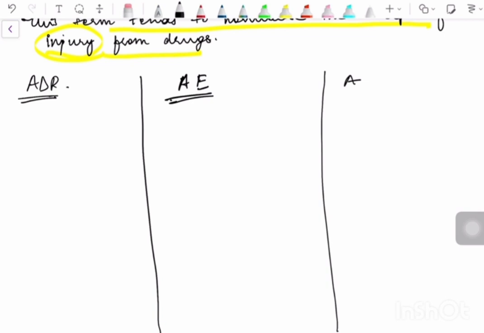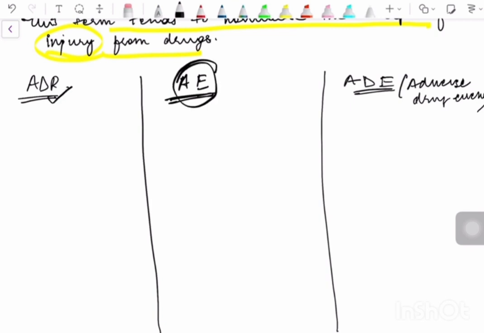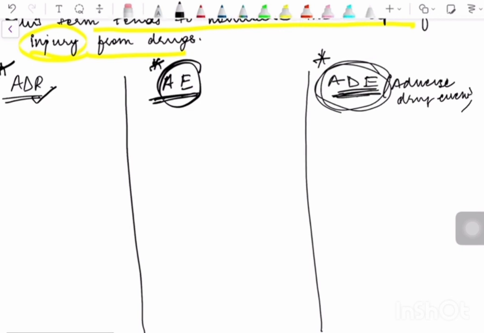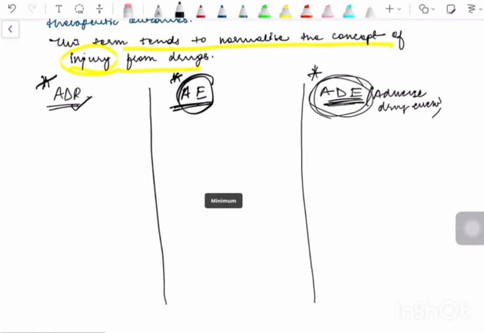Sorry, adverse effect, let's call it AE, and this is adverse drug event. Adverse drug event. So adverse drug reaction we have already read above. What are adverse effects, which is a little bit different from side effects, and what are adverse drug events? These are the two important terms, and this will be asked every time. All these 3 definitions will be asked every time you go for a pharmacovigilance interview.